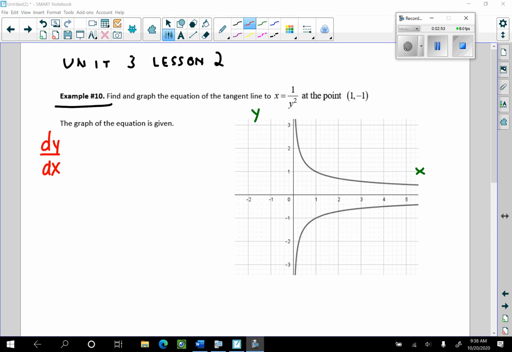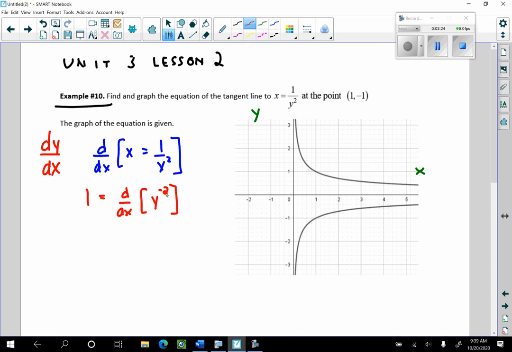Pretty straightforward. I'm going to take my equation and take d/dx of this thing. I'm going to differentiate the left side, and the derivative of x with respect to x is 1. Then I'm going to differentiate this guy right here. But before I differentiate that, I'm going to write it this way: that's y to the negative 2. What is the derivative of y to the negative 2? This is going to be negative 2 y to the negative 3, but y has to do what? What's the inside of that? y. What's the derivative of the inside? dy/dx. So derivative of the outside times the derivative of the inside.